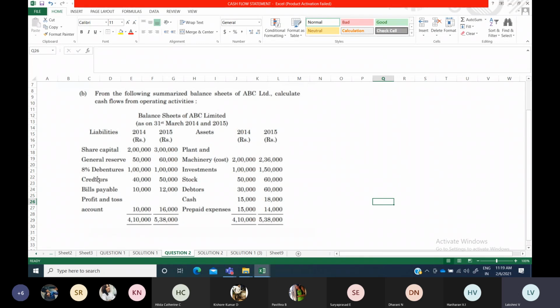Then if you see creditors is a current liability. Okay, and then bills payable is your current liability. It is an increase in current liability. Increase in current liability means you have to add. Okay, so creditors, bills payable, both are increase.